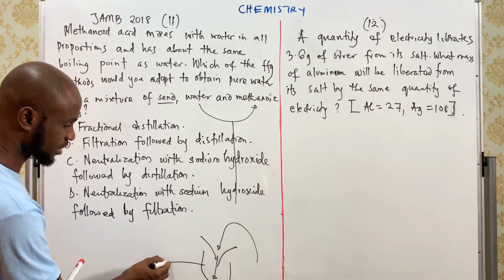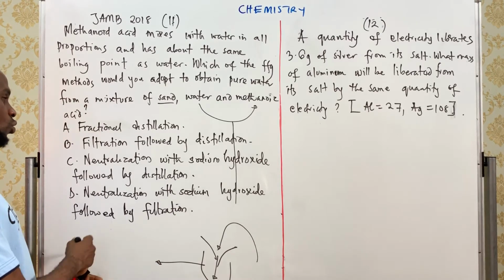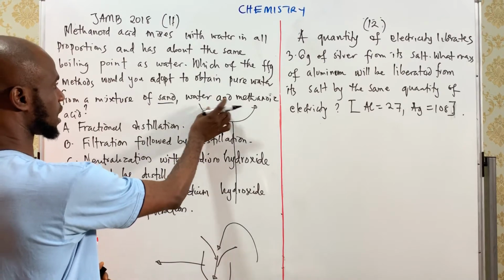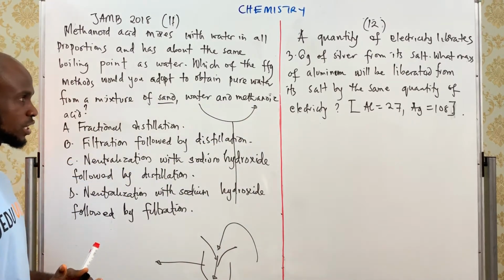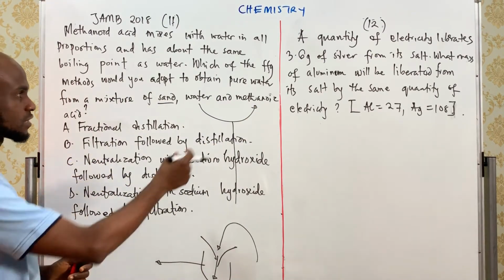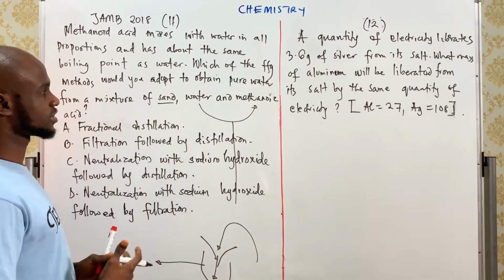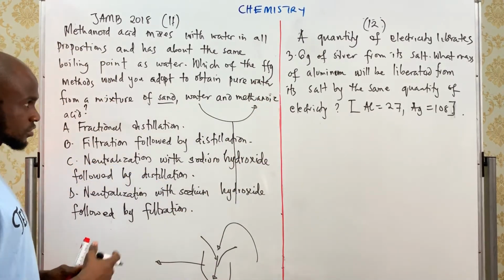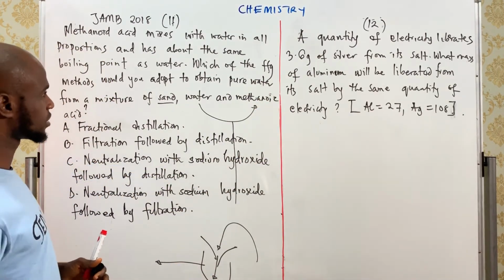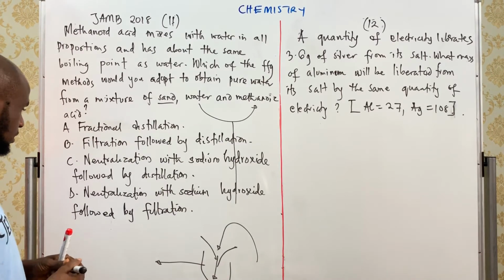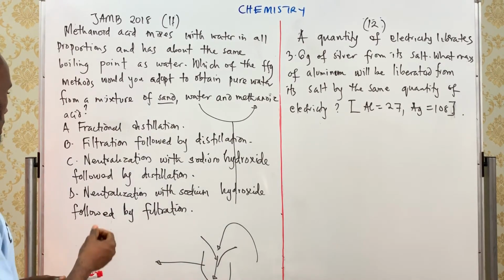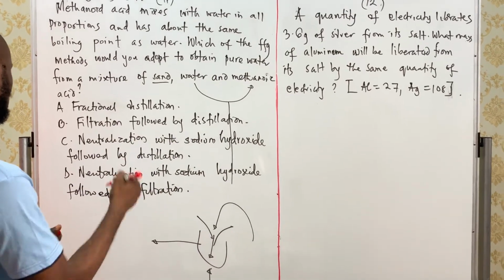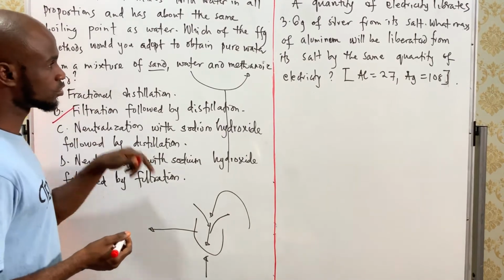Then you can take this container out, then you pass it through the distillation process to actually separate water and methanoic acid according to their boiling point. Don't forget, methanoic acid reaches the boiling point before water. It boils at about 78 degrees Celsius or so. Then water boils after that, then it evaporates. So the answer here is filtration followed by distillation. The answer here is B. You filter, then you distill.